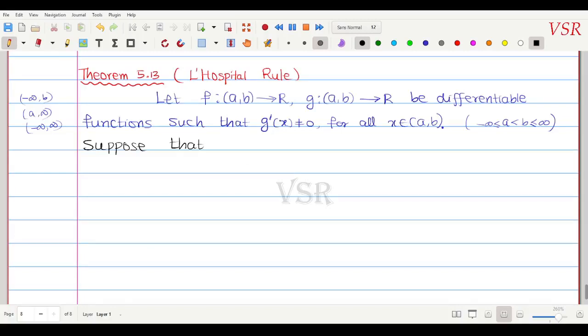Suppose that the limit of the derivative quotient exists. Suppose that the limit, as x tends to a, of f'(x) divided by g'(x) is equal to some limit A. That is, f and g are two functions, and the quotient of their derivatives, f'(x) divided by g'(x), has a limit when x tends to a, which is capital A. This is given; the limit exists.